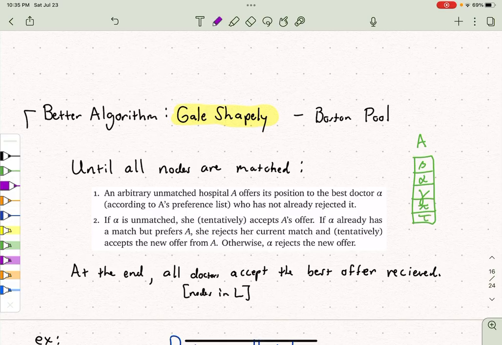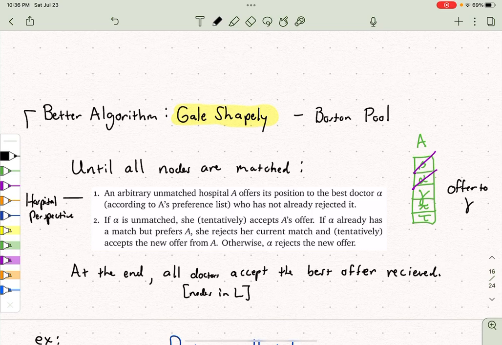And maybe A has already tried offering to beta and alpha, but they ended up rejecting A for something else. So what A would do in this round is it would offer to gamma, because gamma is the best option A has that has not already rejected A's offer. So A is going to attempt. It'll just offer to gamma. So that's from the hospital perspective. So that's what the hospitals are going to do in each round.